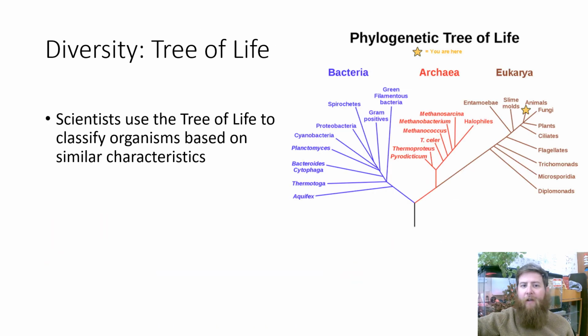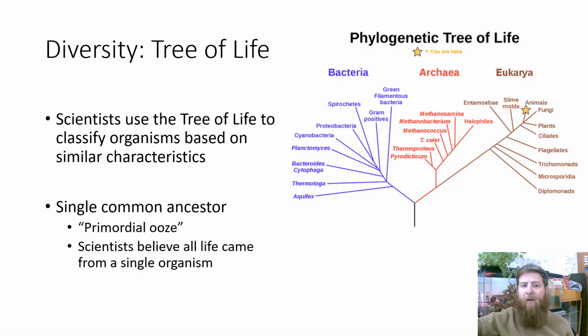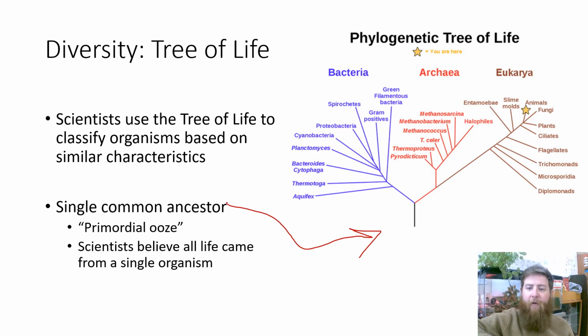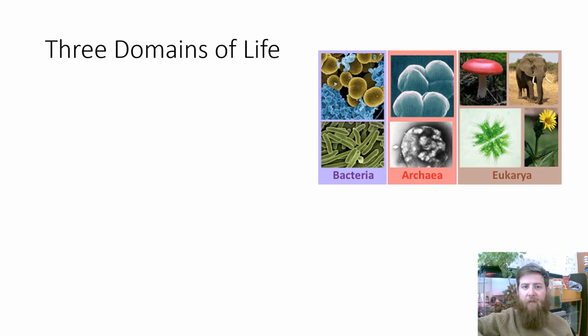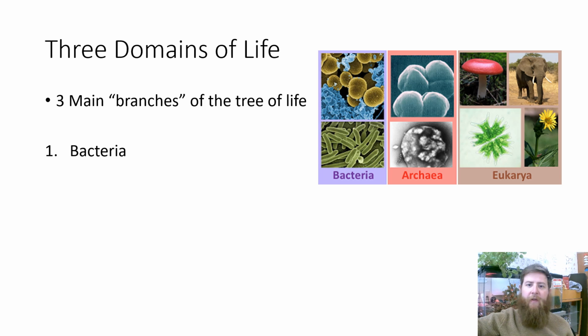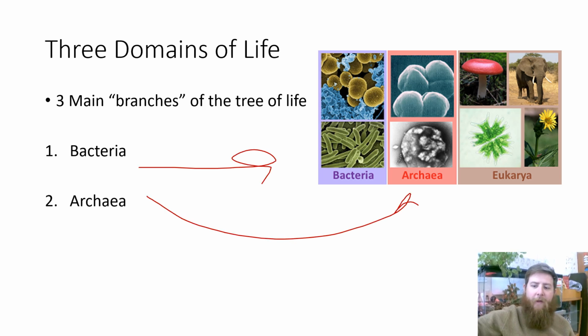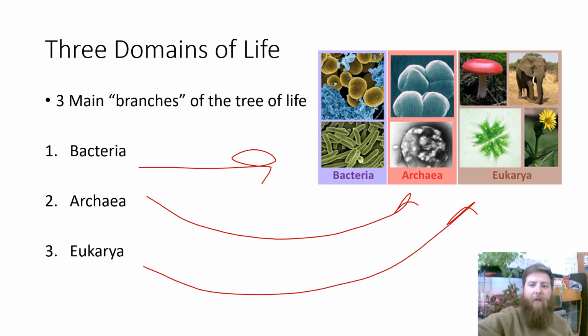Diversity of life. We use the tree of life to classify organisms based on similar characteristics. We have a single common ancestor, which was somewhere here in the beginning, and we believe that all life came from this single common ancestor. We have three domains of life. We have bacteria, we have archaea, and we have eukarya. We'll talk about each of those, but those are the three branches of our tree.